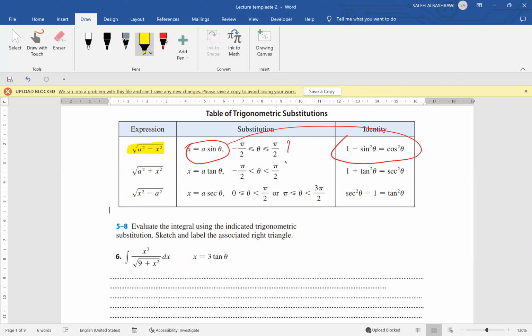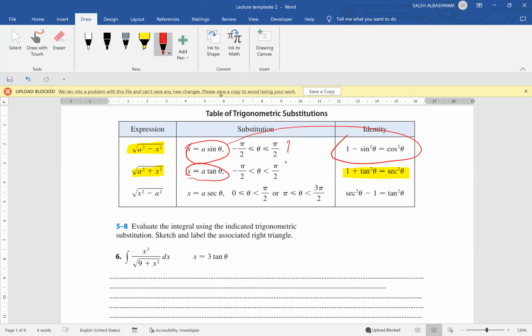The second form is if we have the square root of a squared plus x squared. This is related to the identity 1 plus tangent squared equals secant squared. So we will use the substitution x equals a tan theta, where theta is in the open interval between minus pi over 2 and pi over 2.